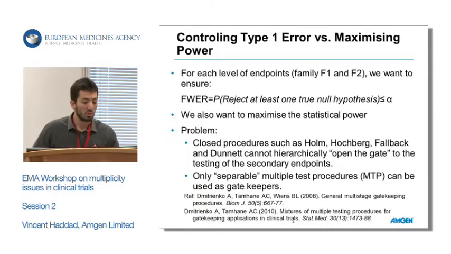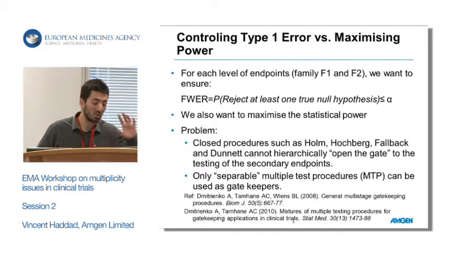So we want to ensure that the family-wise error rate is equal to alpha or below, and we also want to maximize the statistical power. The problem is that closed procedures like Holm, Hochberg, fallback, or Dunnett cannot hierarchically open the gate to the testing of secondary endpoints. Or if you do that, it may inflate the overall alpha risk a little bit. When you take everything into account, the family-wise error rate may be a little above alpha. And only separable multi-test procedures can be used as gatekeepers.